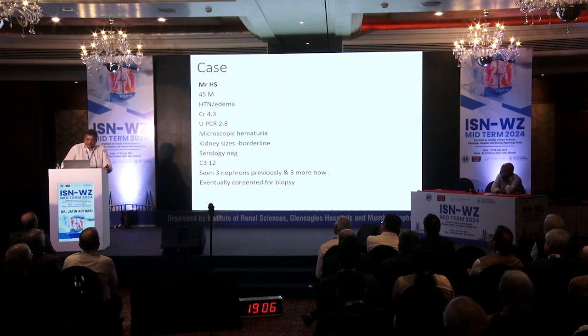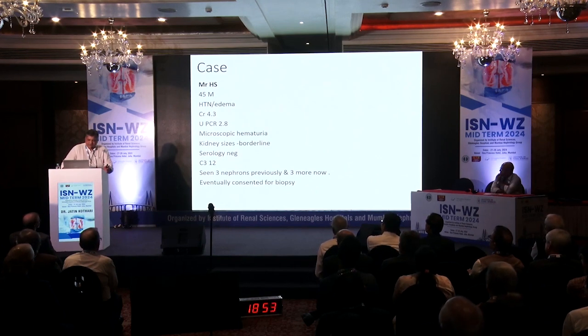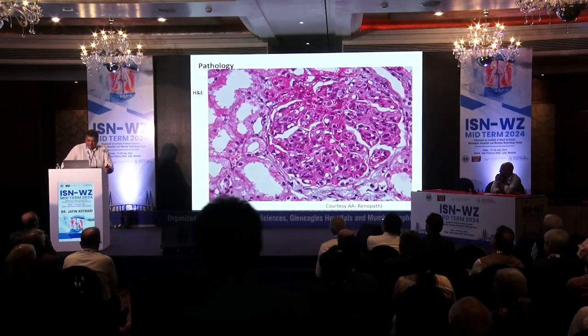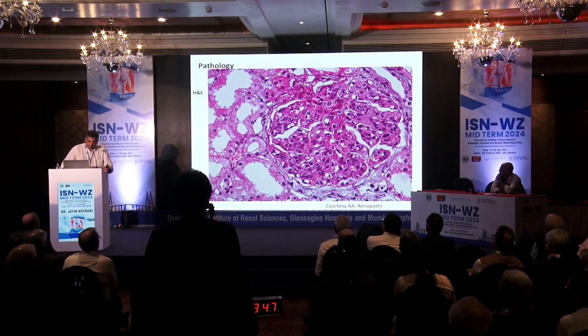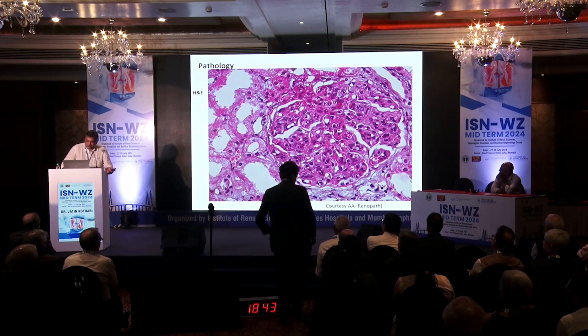Kidney sizes were borderline, already seen by 3 nephrologists outside, and then when he walked into my clinic, there were 3 more facing him. Eventually I convinced him for a biopsy because one of the ultrasound reports showed borderline kidneys, and he did not undergo a biopsy before he came to us. Eventually he did consent for the biopsy, and this is the image we've got. This is courtesy Anila Abraham from Renopath, who reports all our biopsies.